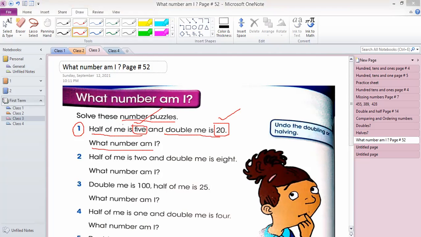So you have to solve the number puzzles, and the hints are given to you. The first hint: half of me is 5. That means if you divide that number by 2, the answer will be 5. And double of me is 20. That means if you multiply that number by 2, you will get 20. You have to find out this number.